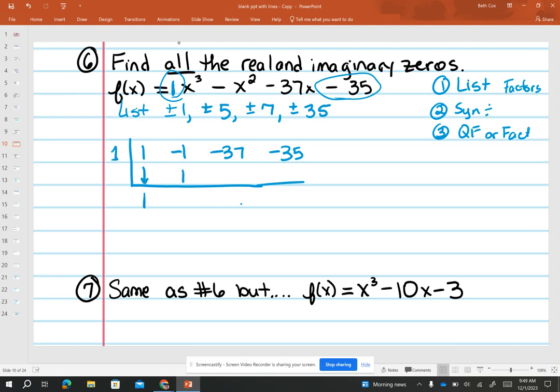1 times 1 is 1, is 0. 1 times 0 is 0. Negative 37, and 1 times negative 37 is negative 37. And this is giving me negative 72. This one did not work. Uh-oh, what do I do? Pick another number. This time I'm going to guess.